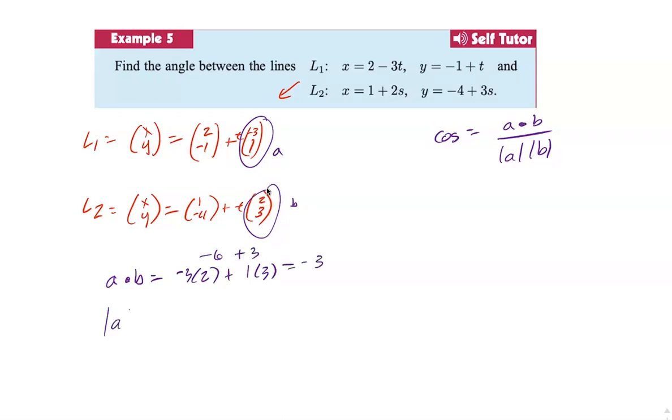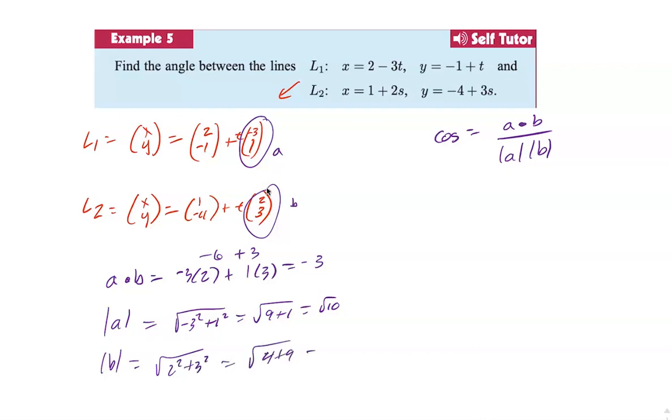I'm going to find the magnitude of each one. Magnitude of A is square root of negative 3 squared plus 1 squared. So 9 plus 1, which is root 10. Magnitude of B would be square root of 2 squared plus 3 squared, which gets me root of 4 plus 9, root 13. Now, let's get to this in a second. Let's plug it all in.